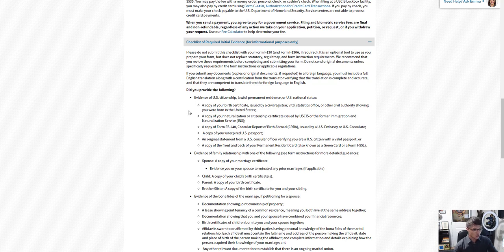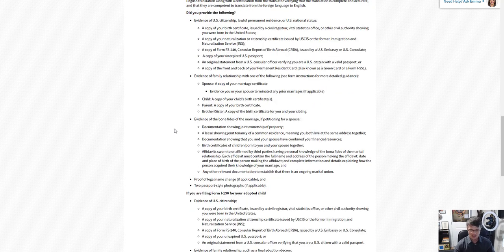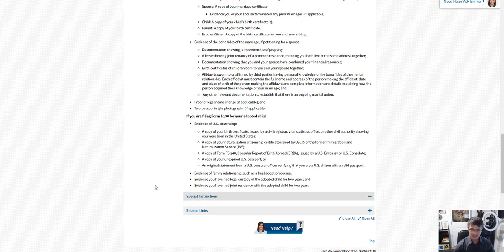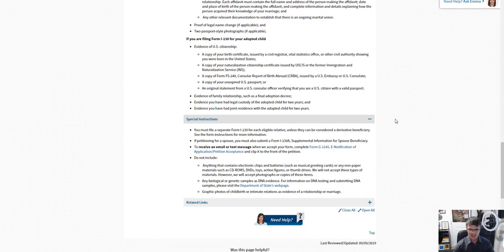you will also need your own documents too to show that you are a U.S. citizen or you are a permanent resident, to prove your own status, and stuff like that. Now, special instructions we have: you must file a separate form I-130 for each eligible relative unless they can be considered a derivative beneficiary. See the form instruction for more information. We're gonna get to the instruction after that.